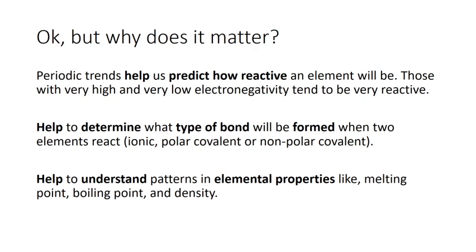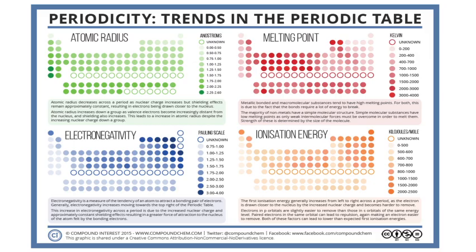Okay, you might be wondering, why am I even talking about this? Periodic trends, as I say here, help us predict how reactive an element will be, right? Those with very high and very low electronegativity tend to be extremely reactive. It helps to determine what type of bond will be formed when two elements react, right? There's ionic, polar covalent, and non-polar covalent, which we'll talk about all of those. And they help to understand elemental properties like melting point, boiling point, and density.